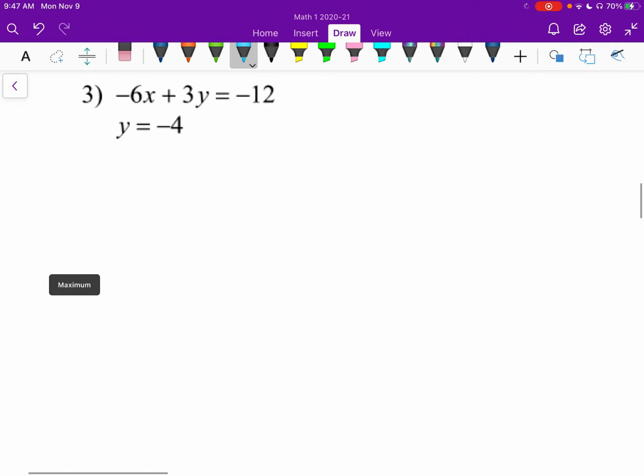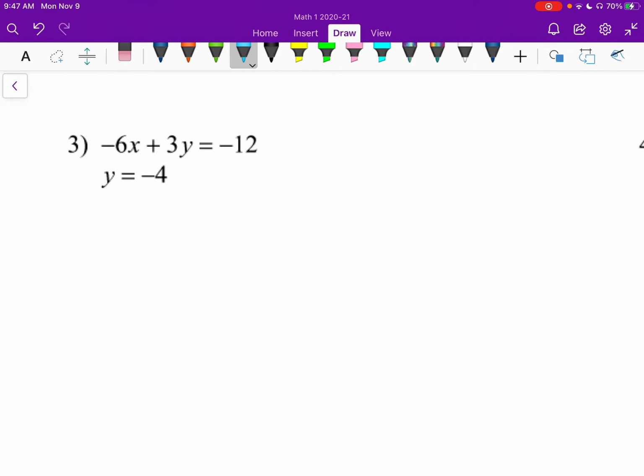Let's look at number 3. This is a nice equation because they've already solved one of them for us. We get y equals negative 4. Really what that's telling us is that we have a horizontal line at negative 4, right? So I'm going to plug that in there for this y.